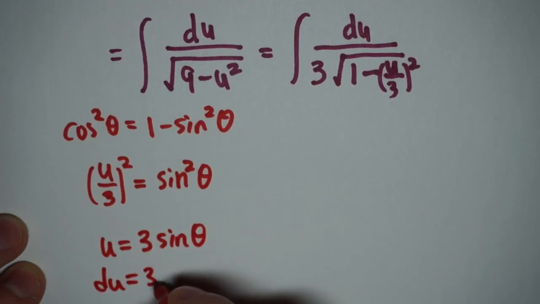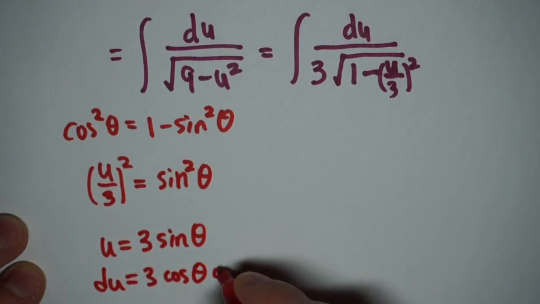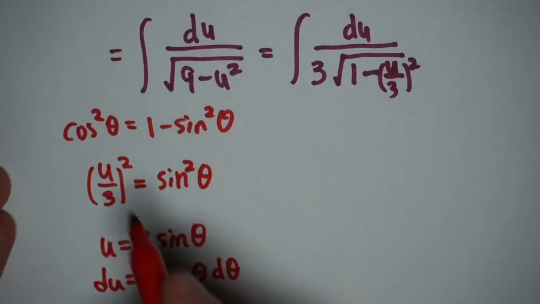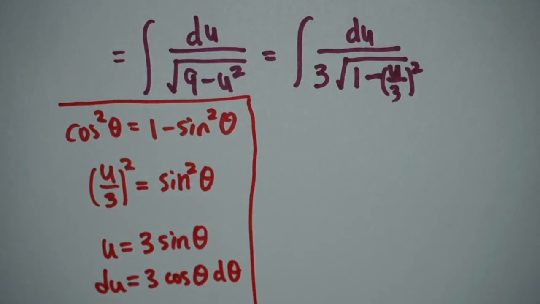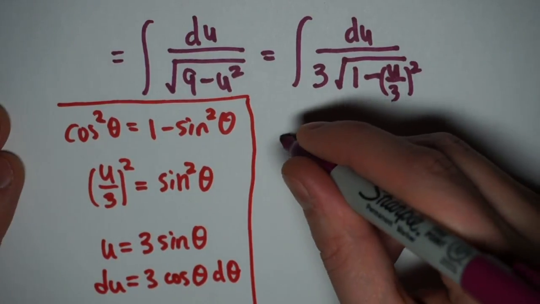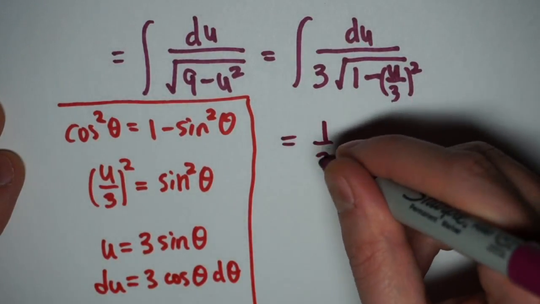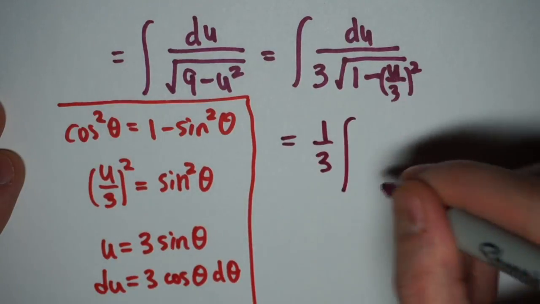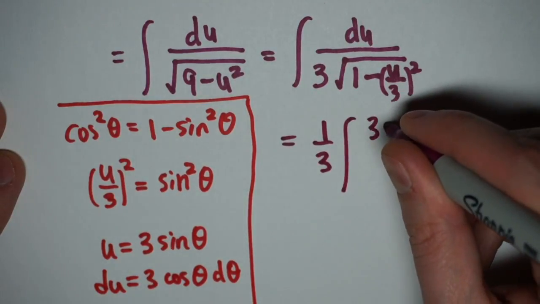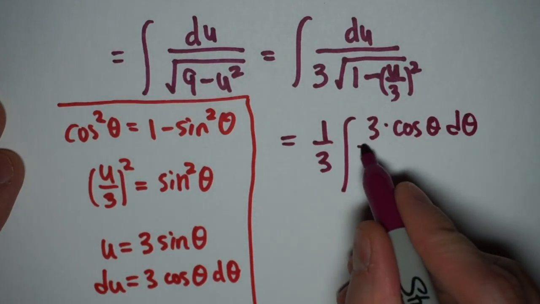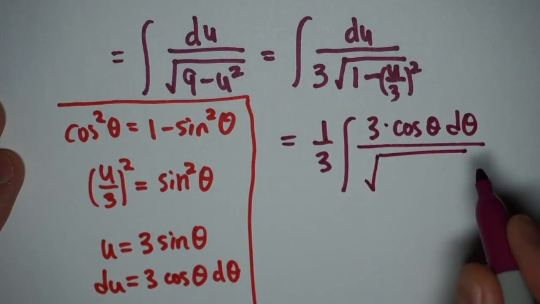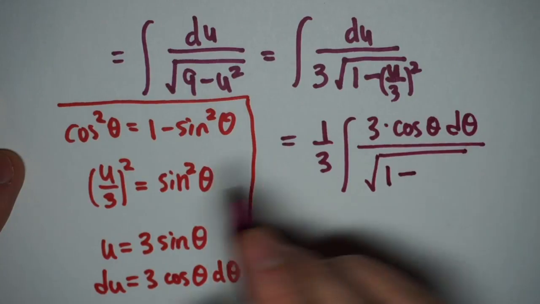In this case, du is going to be 3 times the cosine, d theta, and so I can take these and substitute them in and end up with something I can take the square root of. I get this is equal to the integral of 1/3. Du gets replaced by 3 cosine of theta d theta. And in my denominator, I have the square root of 1 minus sine squared.